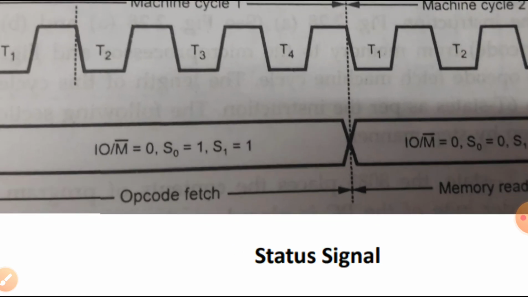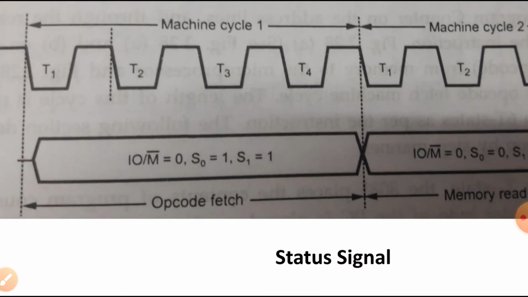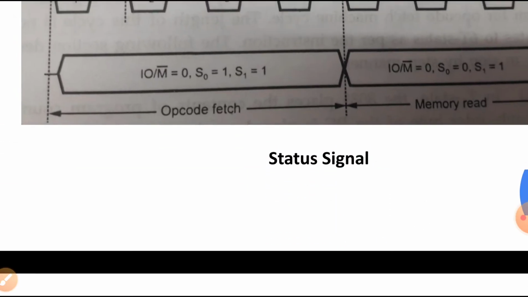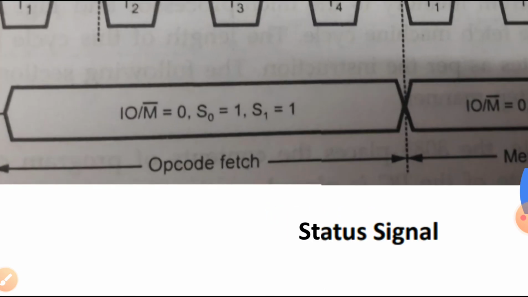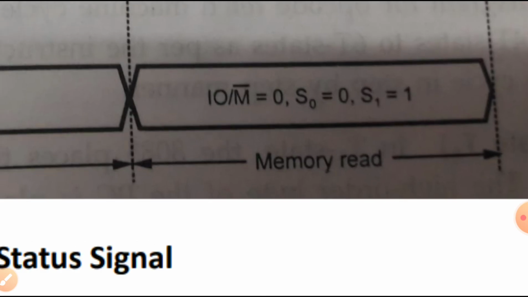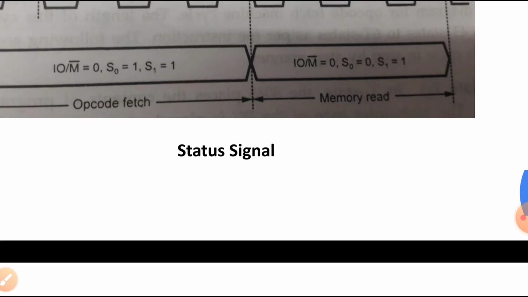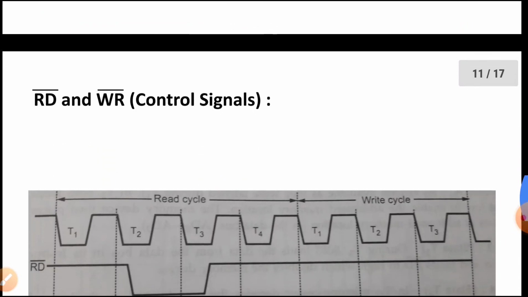Since it is a group of signals, it is represented as a group, which I have shown in an earlier slide, how a group of signals is represented. And in between that, we write: if it is an opcode fetch operation, it is represented by IO/M equal to 0, S0 equal to 1, S1 equal to 1. If it is a memory read operation, then S0 will be 0 and S1 will be 1. Now the read and write control signals.